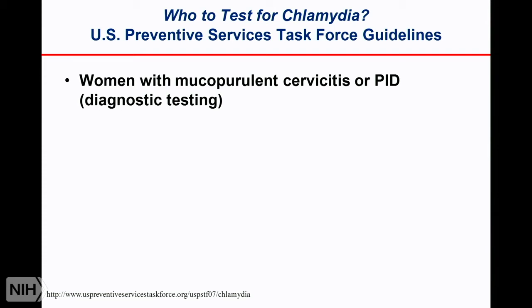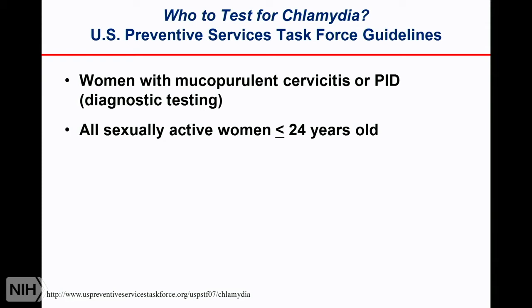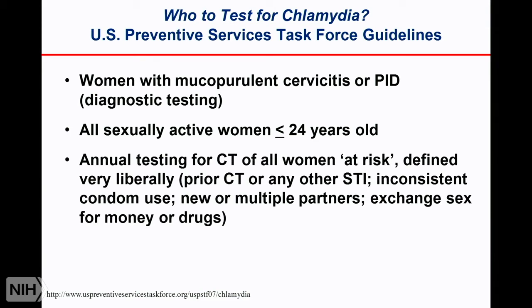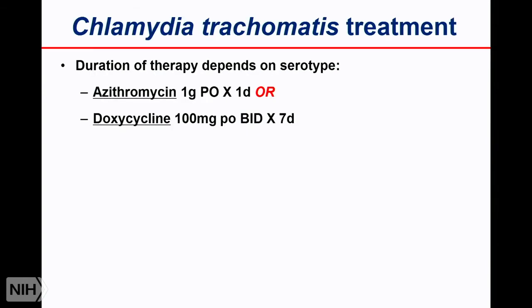So who should be tested for chlamydia? I've already showed you that young women are at extremely high risk for this infection, and so they recommend every single young, sexually active woman under 24 years of age should be screened annually for chlamydia. It can be done with a urine test. It can be done with a self-applied vaginal swab and so forth. So all women under the age of 24 should be screened. And then over 24, there are certain risk factors that we apply as to whether they should be screened or not. Did they change a partner? Are they practicing unprotected sex? Do they have multiple partners, et cetera?